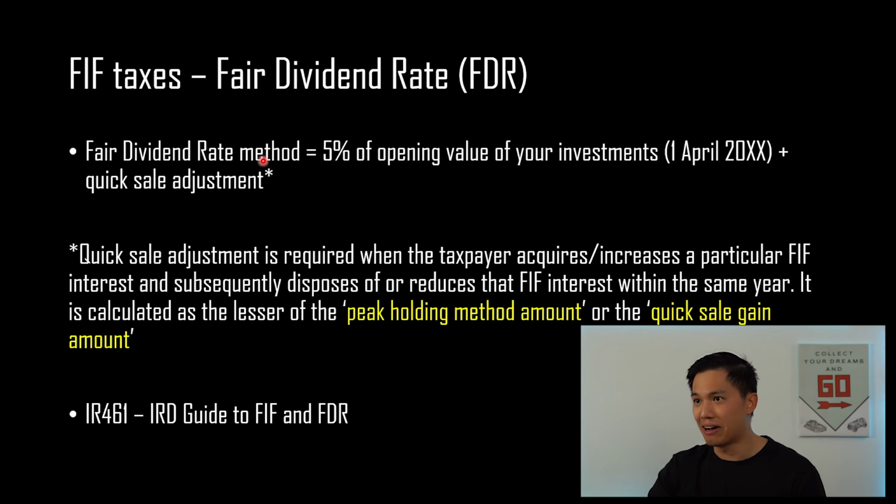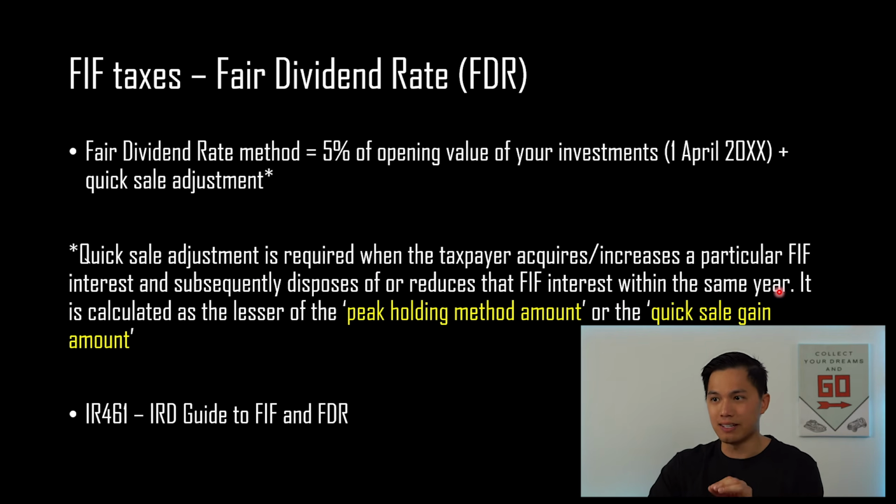Now FDR is calculated as 5% of your opening value of your investments. So that is the beginning of the tax year, so 1st April, plus any quick sale adjustment. To paraphrase this, a quick sale adjustment is required if the investor buys a certain overseas stock and subsequently sells that overseas stock within the same year.